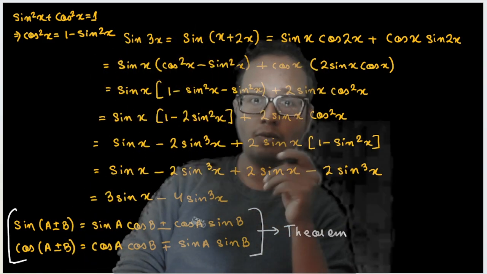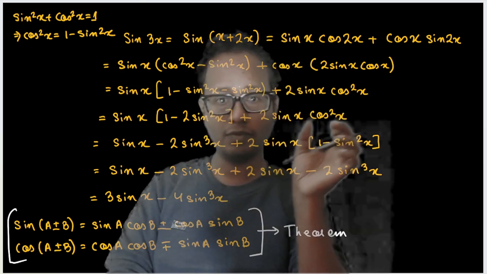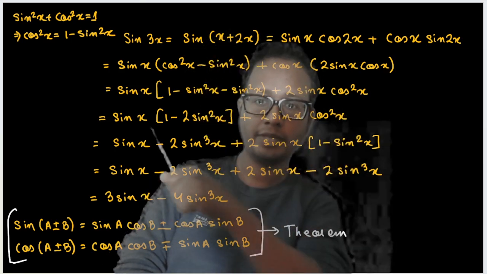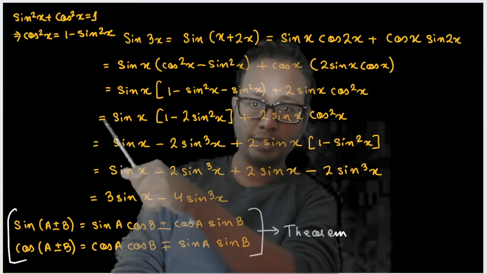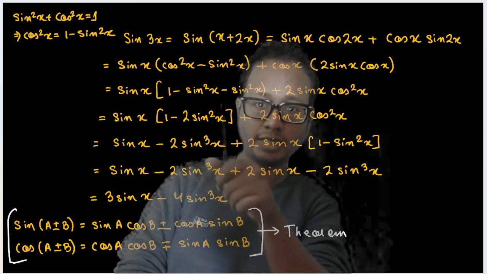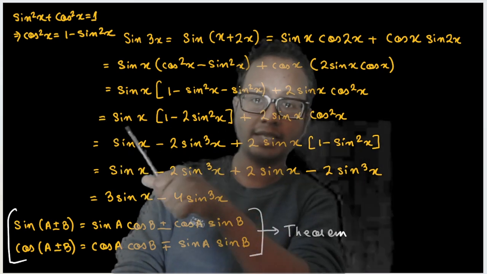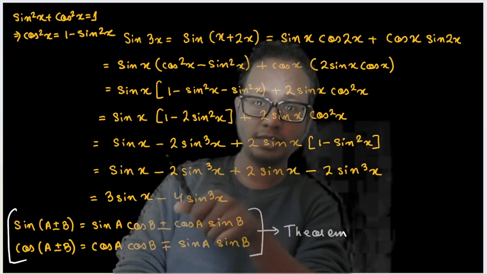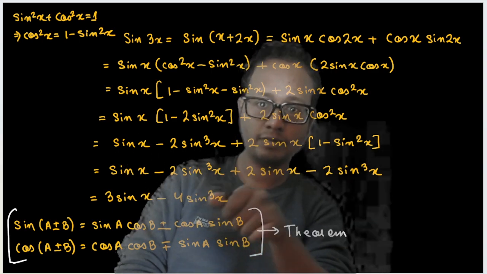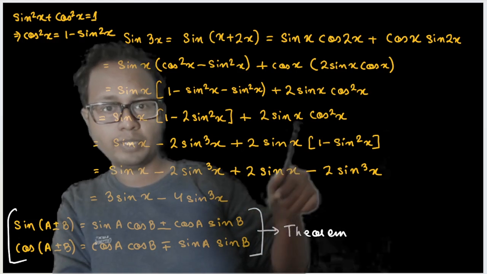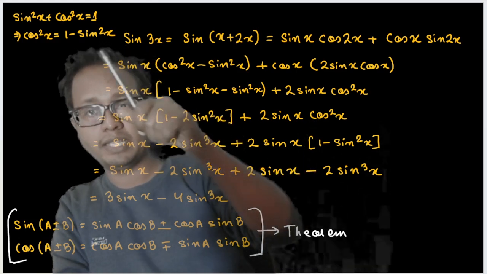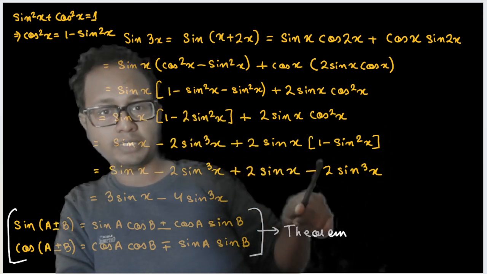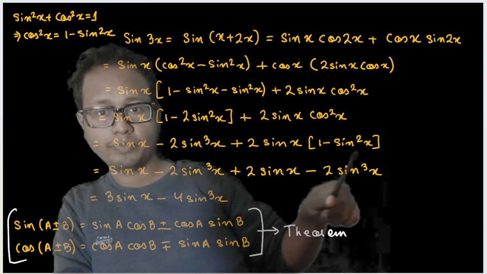Now in the fourth step, I apply this formula. What I'm trying to do is, in this parameter sin x into 1 minus 2 sin square x, I simply multiply sin x inside the bracket. sin x into 1 is nothing but sin x. sin x into 2 sin square x is nothing but minus 2 sin cube x. In the second part, this cos square x is again expanded in the form of 1 minus sin square x. Understood this one?